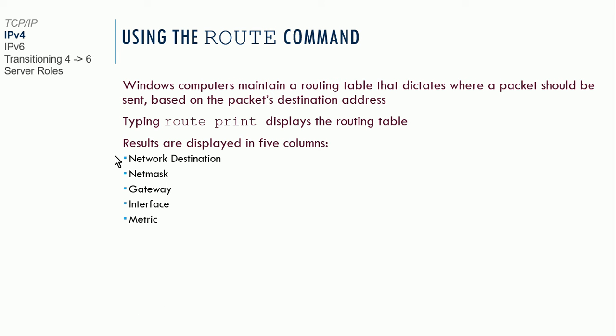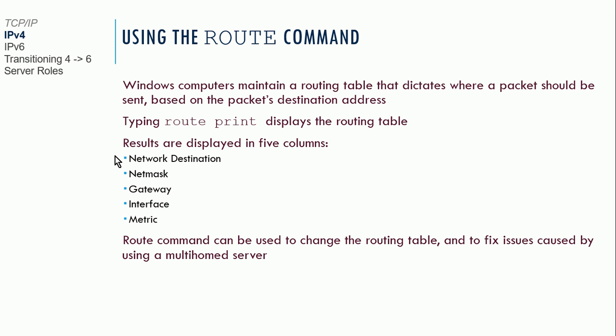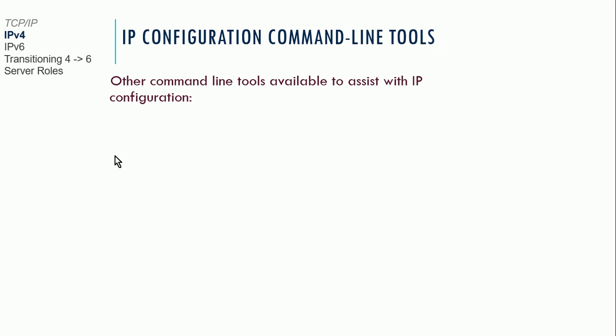It'll show you some information about the different routes that are available, or the different paths that it would use when routing IP traffic. You can override those, change those, and fix those by using the route command to change how that works. So you can change how it routes traffic between different networks.